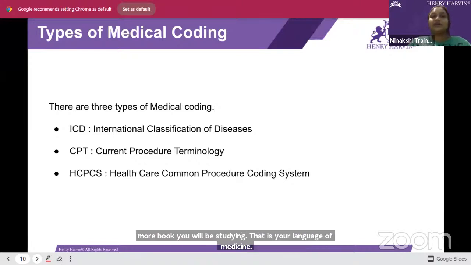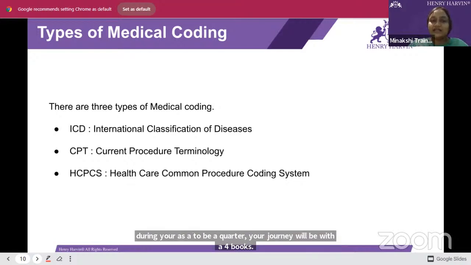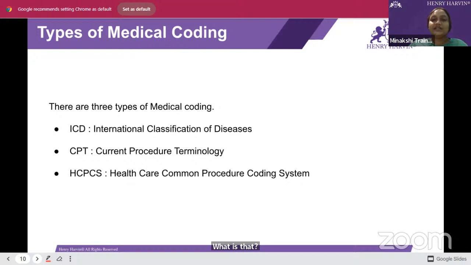So to be a coder, your journey will be with four books. What is that? First is ICD. ICD stands for International Classification of Diseases. CPT stands for Current Procedural Terminology. And HCPCS, that is your Healthcare Common Procedure Coding System. Okay, so these are the three books. And one more book I have told you. What is that? That is your Language of Medicine.